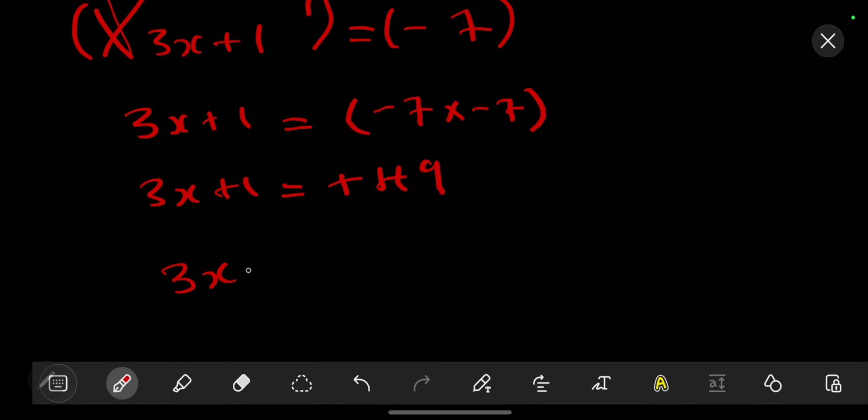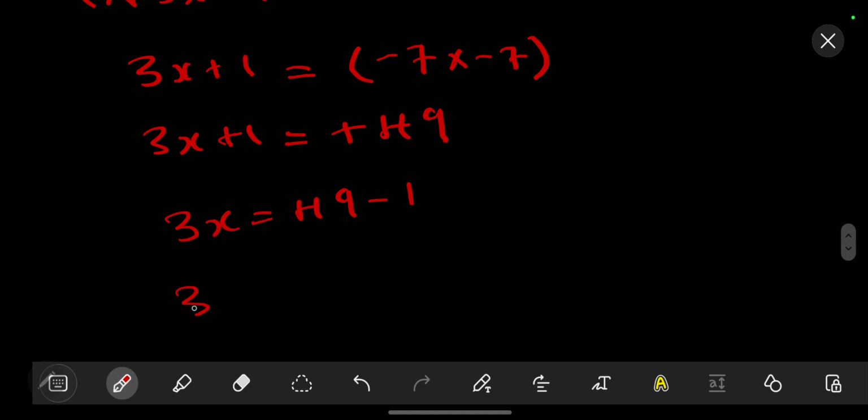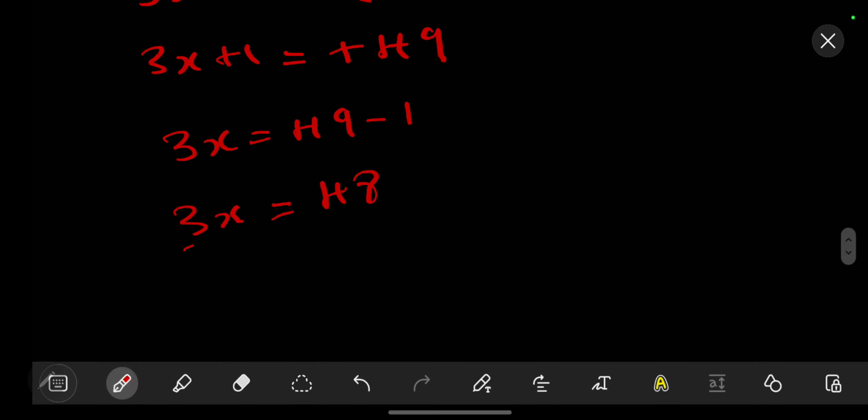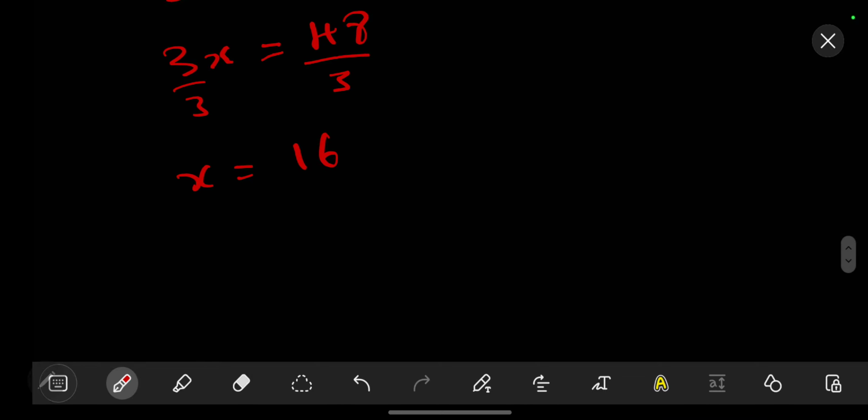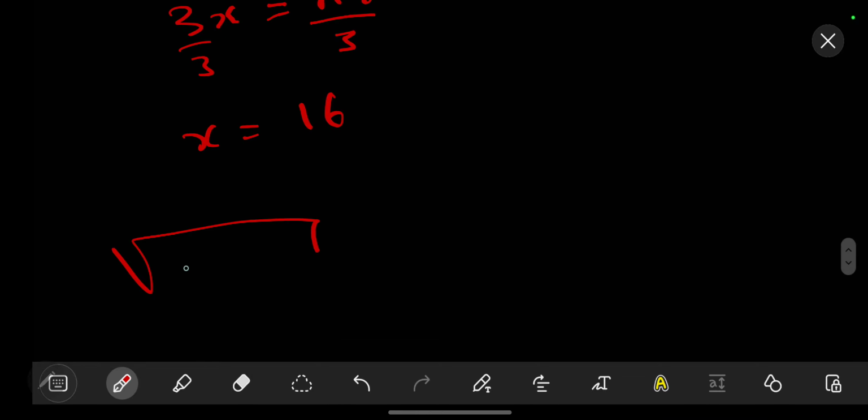We take the other side, so we have 3x should be equal to 49 minus 1. So we have our 3x should be equal to 49 minus 1, which will give us 48. Then we divide over 3 over 3. Our x value should be equal to 16. So now let's test for the equation that is saying that the square root of 3x plus 1 should be equal to negative 7.